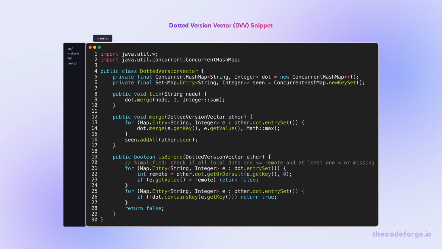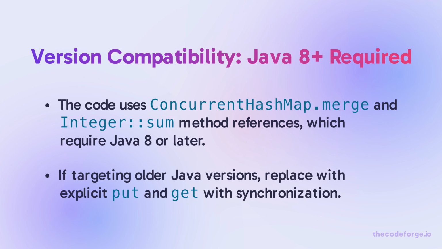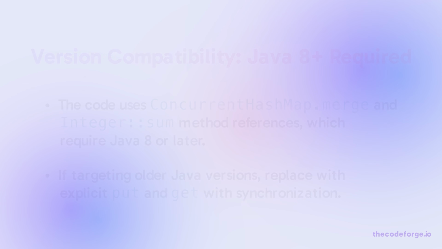The article mentions dotted version vectors, but doesn't show code. Here's a minimal DVV implementation that stores a counter per node and a set of seen dots, reducing size when many nodes share the same counter. The code uses concurrent hash map merge and Integer some method references, which require Java 8 or later. If targeting older Java versions, replace with explicit put and get with synchronization.